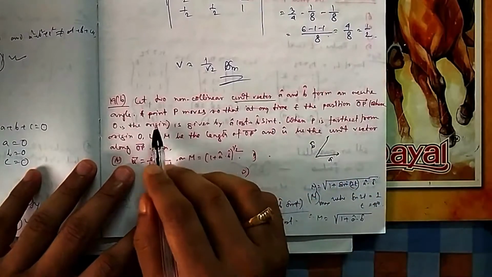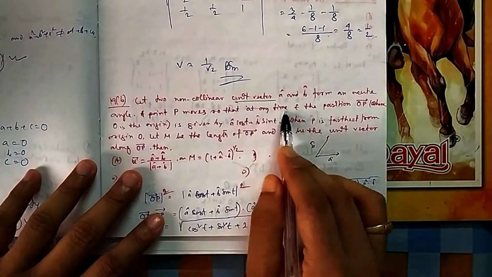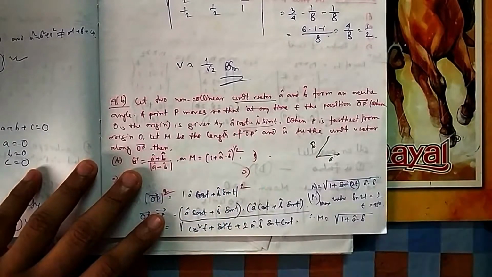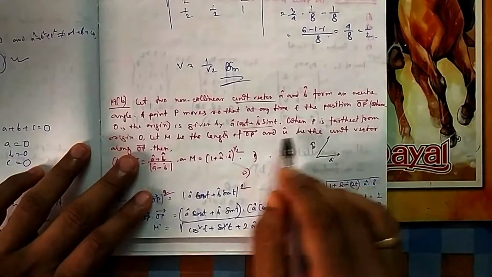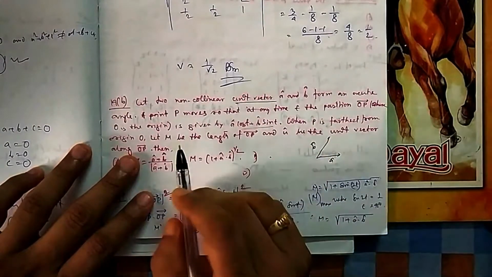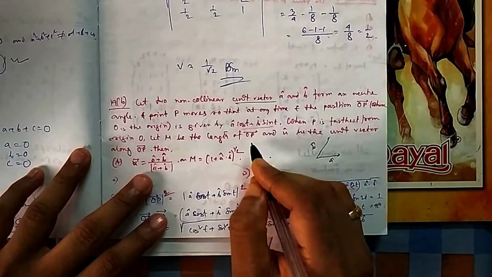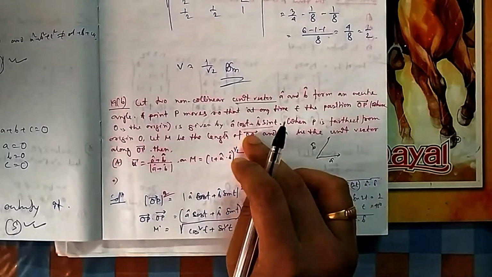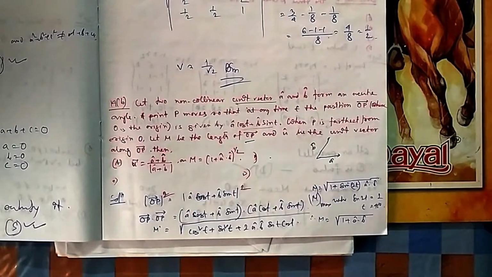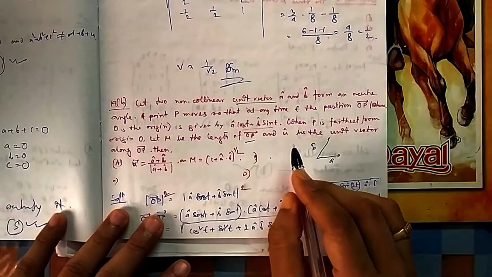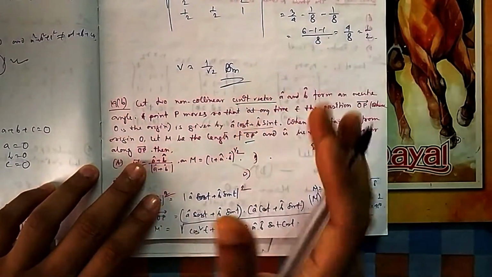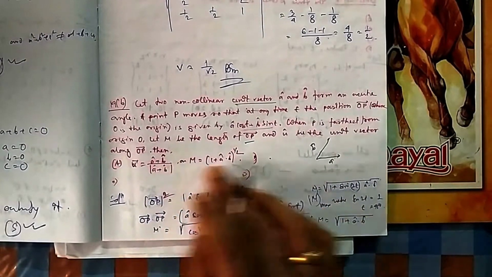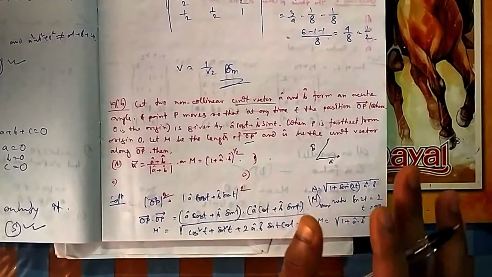They form an acute angle. A point P moves so that at any time T, the position of the point P is given by this. Where P is the farthest from the O, let M be the length of OP. So when it is at farthest, this is the length. That means M is the largest length of OP, the greatest length that OP can have. And U is the unit vector along that direction when the magnitude is highest. You have to show what should be their options.